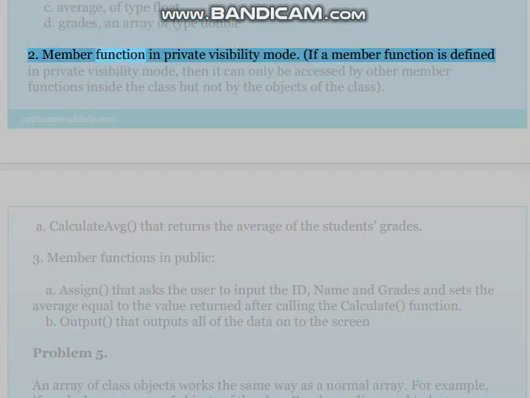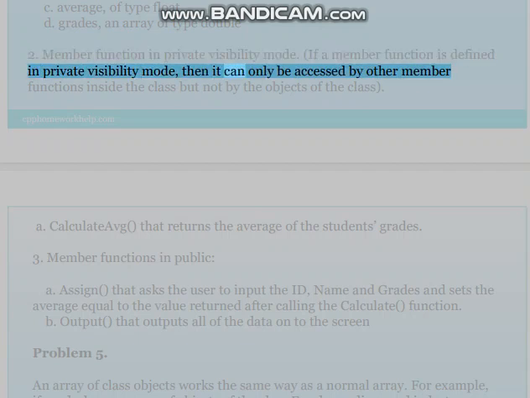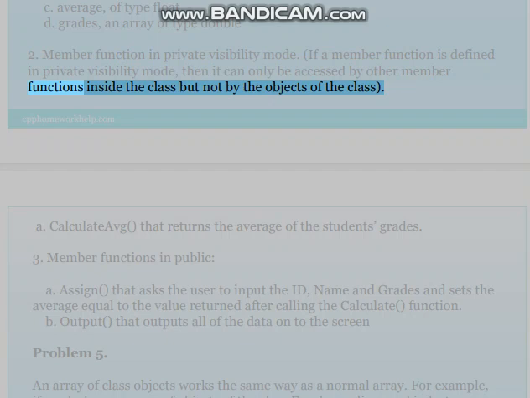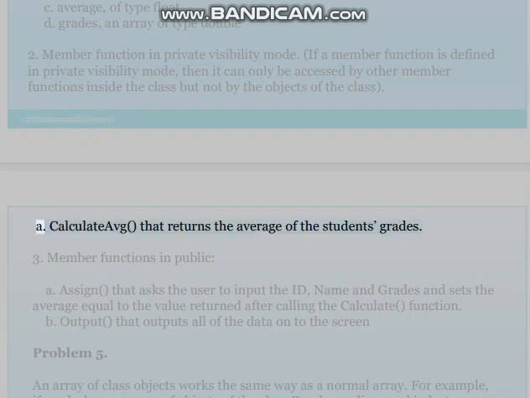2. Member function in private visibility mode. If a member function is defined in private visibility mode, then it can only be accessed by other member functions inside the class but not by the objects of the class. A. Calculate average, that returns the average of the student's grades. 3. Member functions in public.